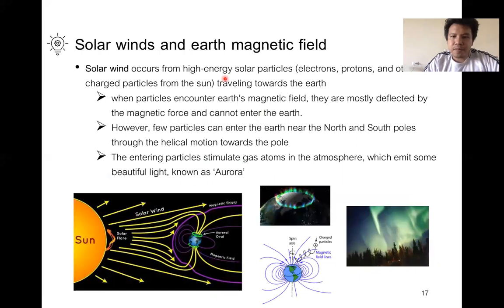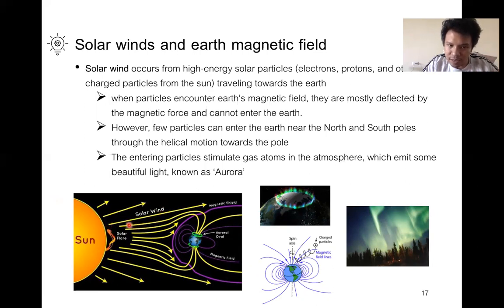So the example of the helical motion of a charged particle is the aurora. The aurora comes from the particles that come with the solar wind. The solar wind occurs from the solar flare, which is the fluctuation of charged particles within the surface of the sun. When the solar flare or solar storm occurs, the charged particles come with the solar wind.